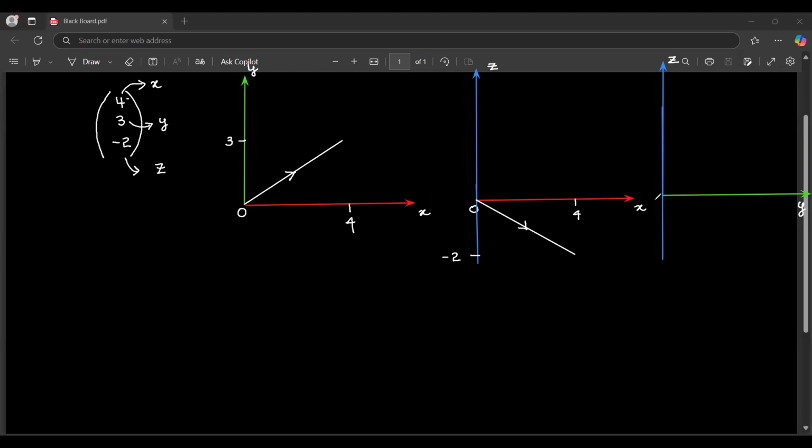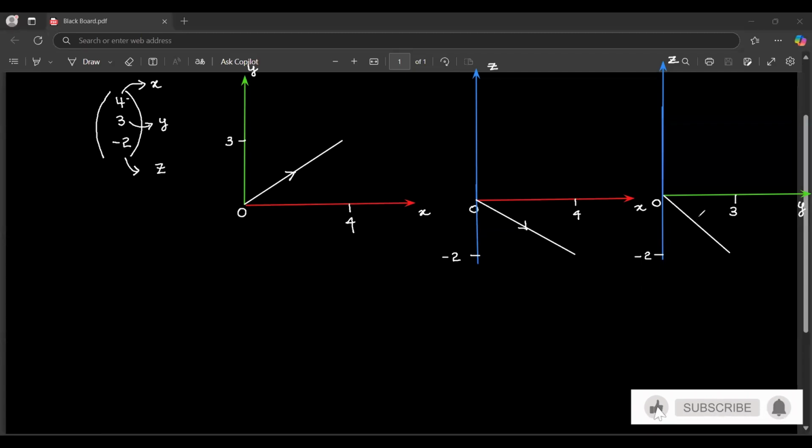And in the YZ plane, we have 3 units in the Y direction and -2 units in the Z direction. So that is also done. The combination of these three will be the X, Y, Z axes. Altogether, we can represent this in the 3D plane. So how am I going to do that? Well, I'll draw that for you again.